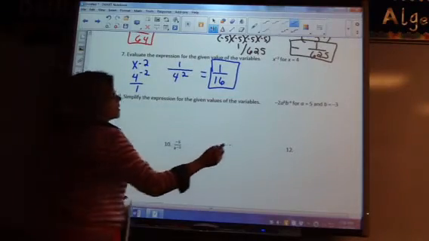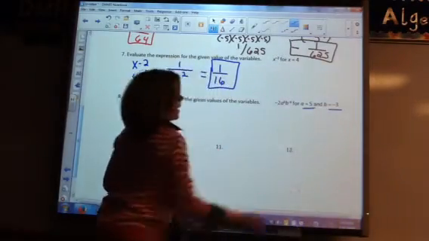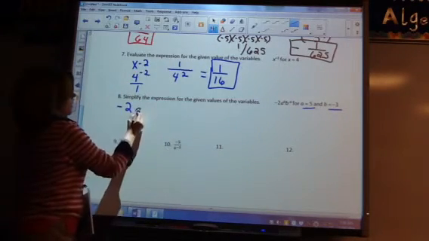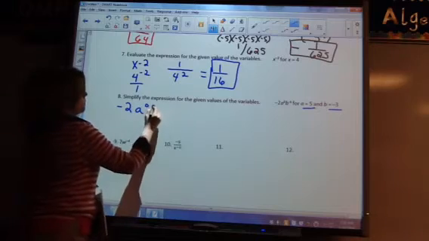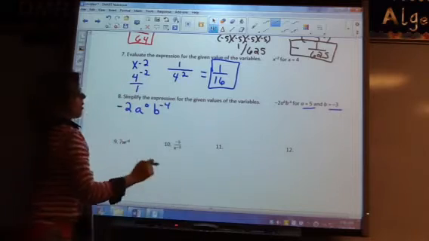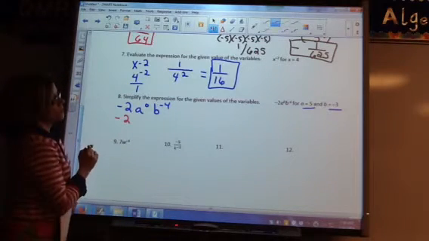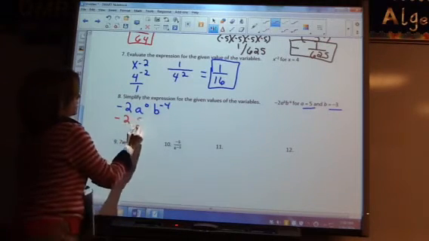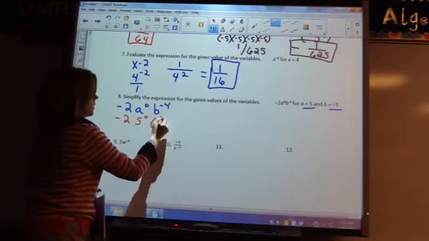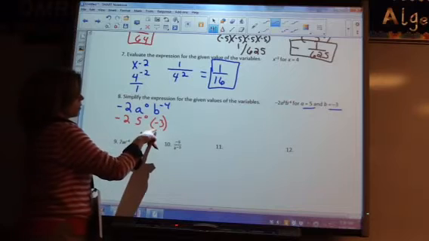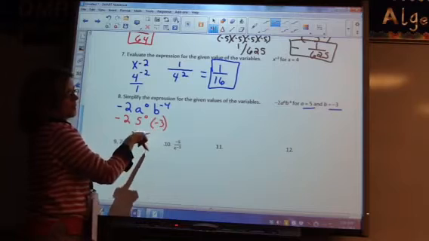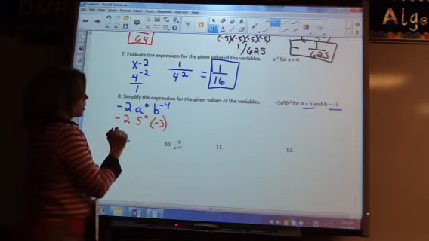All right, now we're going to substitute in for a and b. So I have negative 2, a to the 0, b to the negative 4. All right, so I have negative 2, a is 5, b is negative 3. Be careful, students. Make sure that your negative 3 is inside parentheses, because that's what your base is. That negative is part of your base.